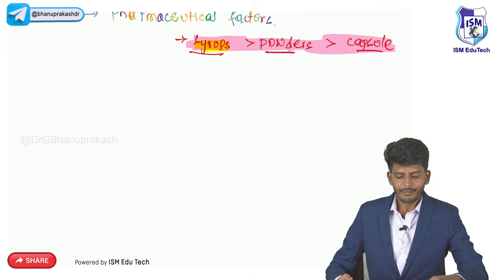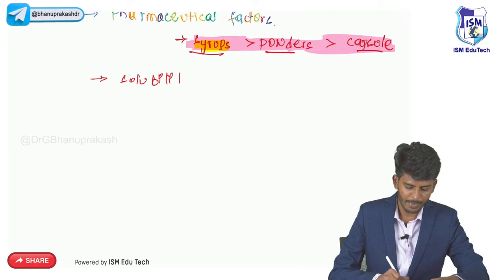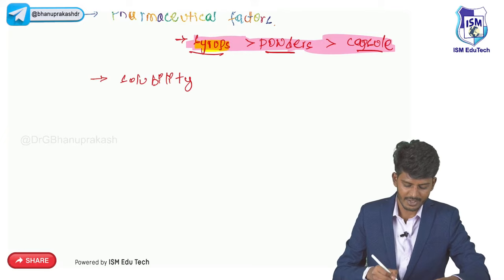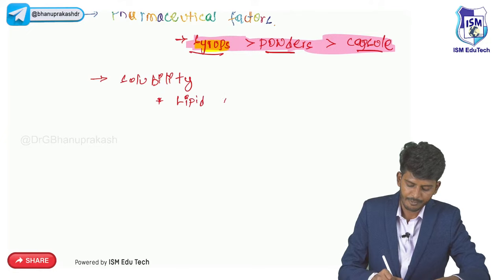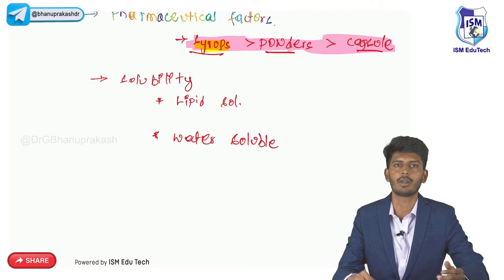Apart from that, there is one last thing, that is the solubility of the drug. What do I mean by solubility of the drug? It is very simple. This drug can usually be two things. Lipid soluble. There can be one more possibility, that is water soluble. Now, listen to me very carefully. What are the two types? Lipid soluble, water soluble.